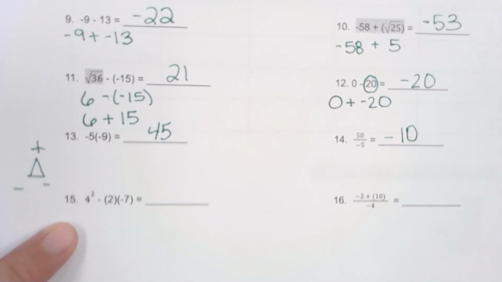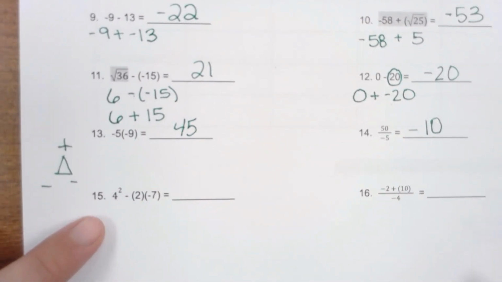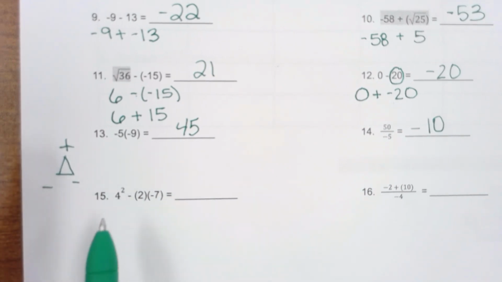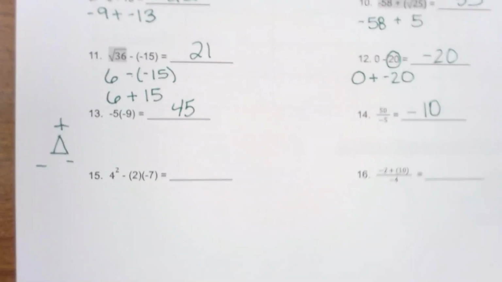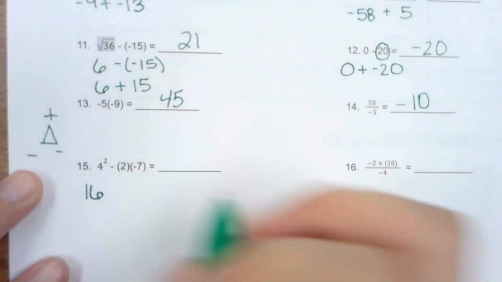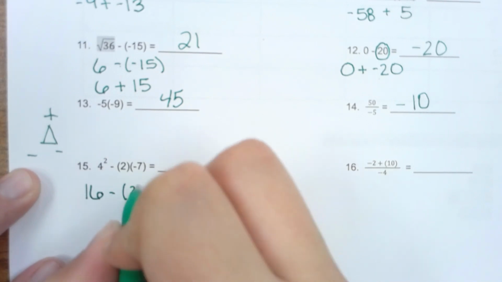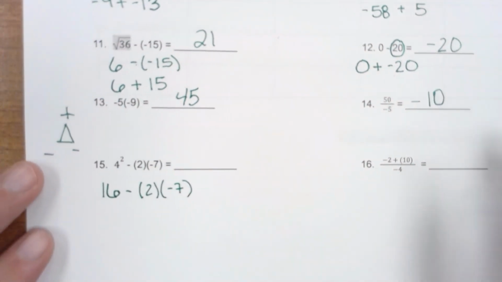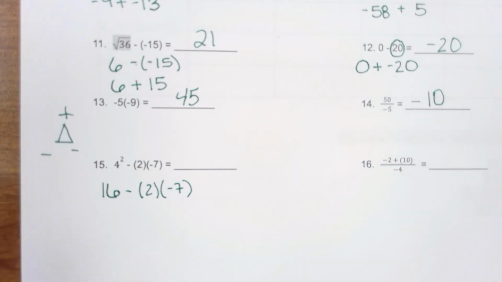All right, number 15, I can see that I can simplify this 4 squared. So remember, 4 squared means 4 times 4, not 4 times 2. So 4 times 4 is going to give us 16. And this is where we're following PEMDAS. So remember, PEMDAS is parentheses, exponent, multiply, divide, add, subtract.